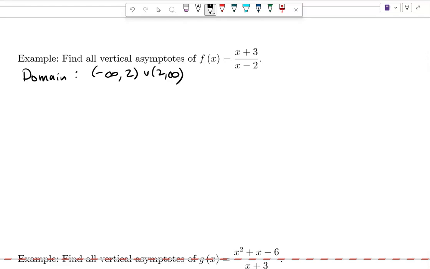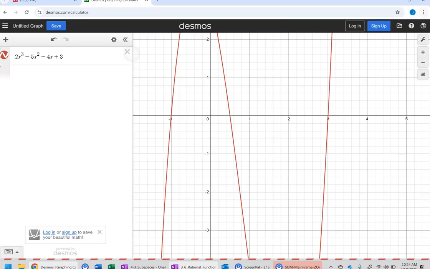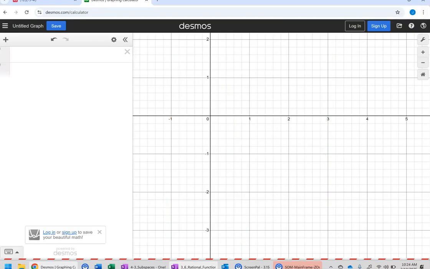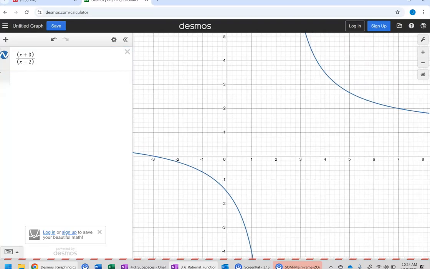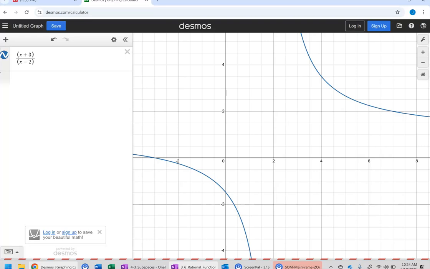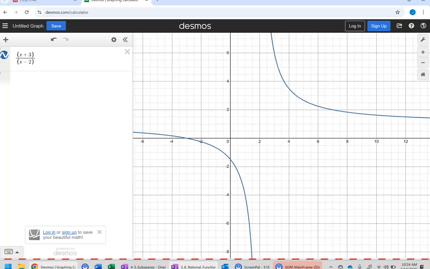All right, so I'm going to kick over to Desmos real quick. We had (x + 3)/(x - 2). So there's what a graph of that looks like. If I zoom out just a little bit more, we can see that we're getting really, really close to that line, x equal to 2 here, right?